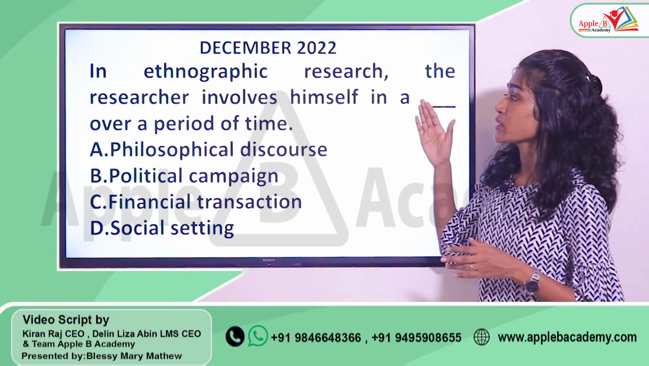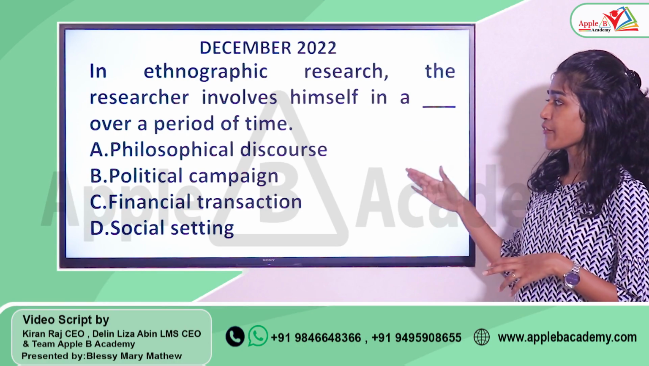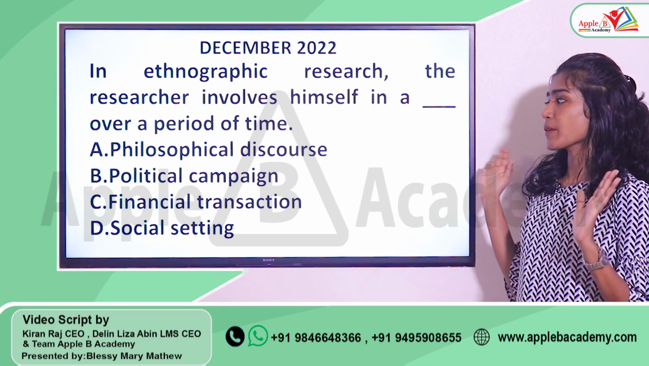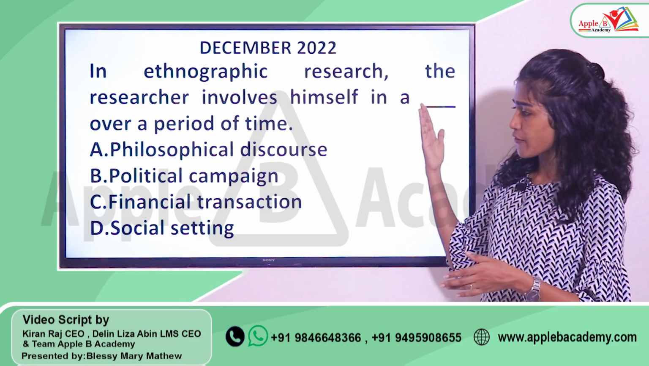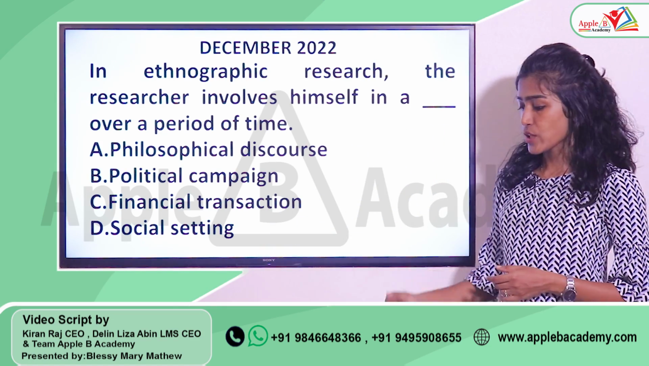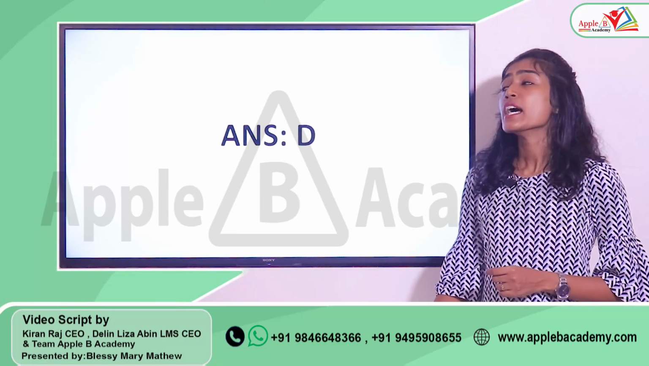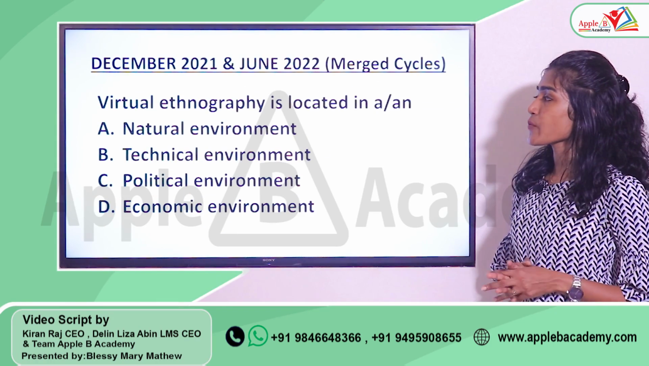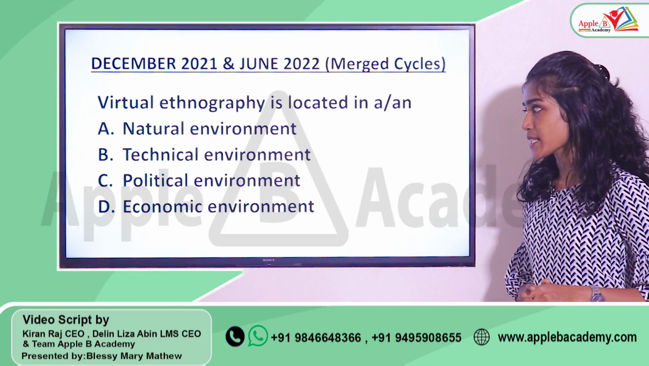So the question here goes like this: in ethnographic research, the researcher involves himself in a dash over a period of time. The most appropriate choice is, of course, option D, that is social settings. So the right answer is option D. Next question, this is from December 2021 and June 2022 merge cycles.